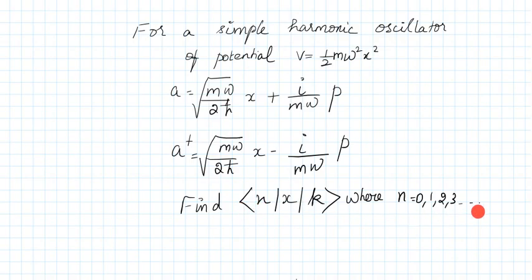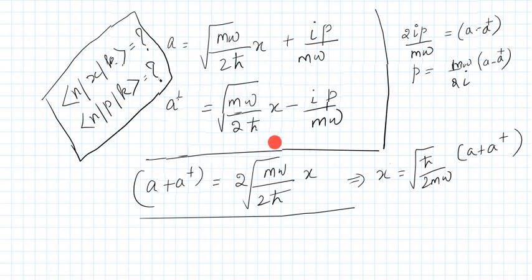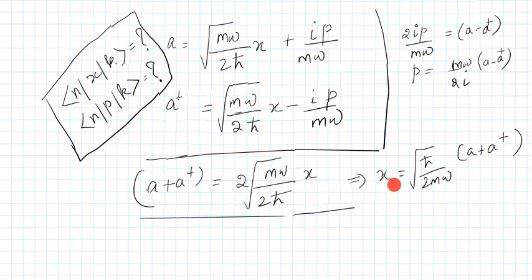So to find this expression, we can use the raising and lowering operators. This is the expression for A and A dagger. We want x, so to get x, we have to add A and A dagger. Adding A and A dagger, we get 2 into root of m omega by 2 h cross times x, which gives x equal to root of h cross by 2 m omega times (A plus A dagger).